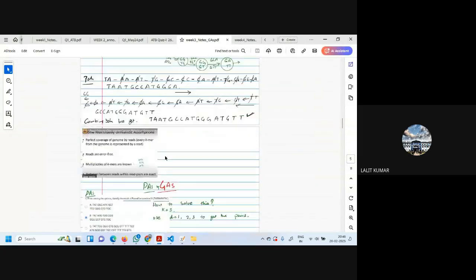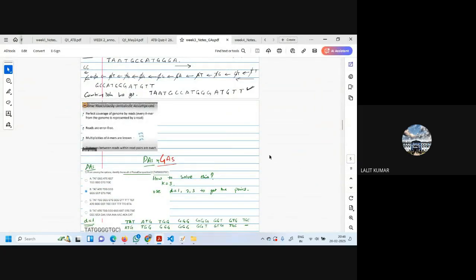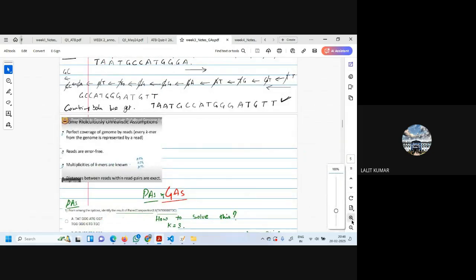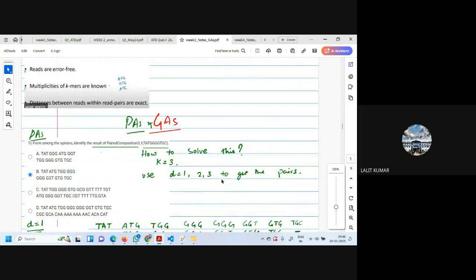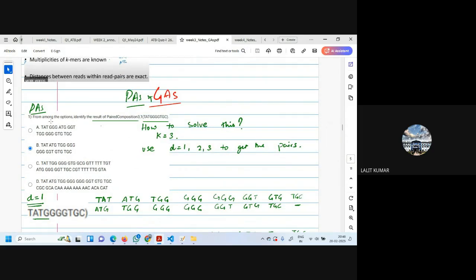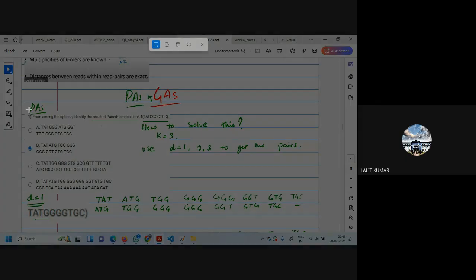Okay, so this was the last concept, and it was slightly lengthier, quite exhaustive. Now we come to the PAs and GAs of week 3. Question 1 is: from among the options, identify the result of paired composition 3-1. So what is the meaning of 3-1?